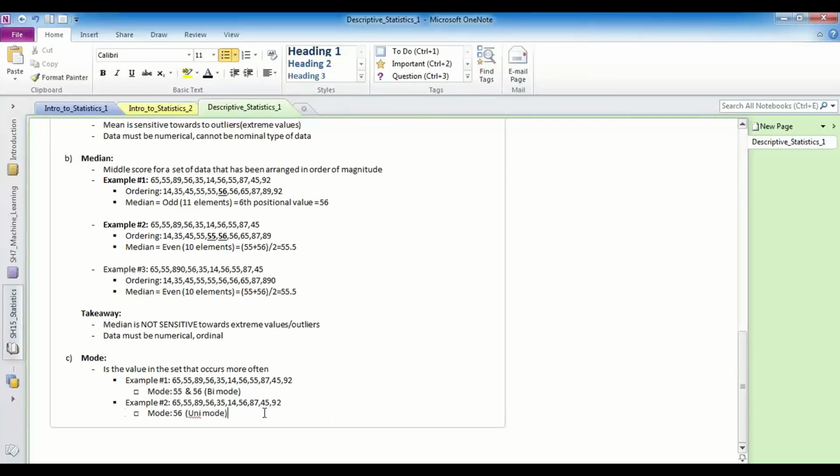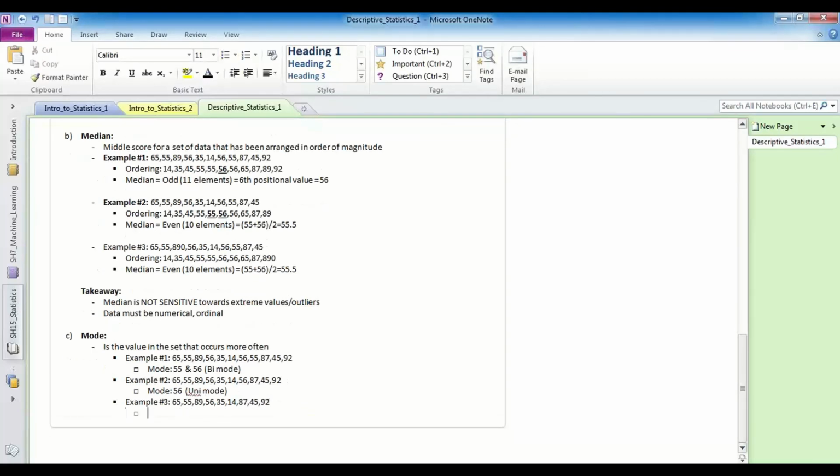It means depending upon how many elements are getting repeated, we call them bimode, trimode, pentamode, hexamode, and so on. Okay, just a name. It does not tell you anything. It's just telling you the total number of elements that are getting repeated in this particular set. What I'm doing now is removing another 56.